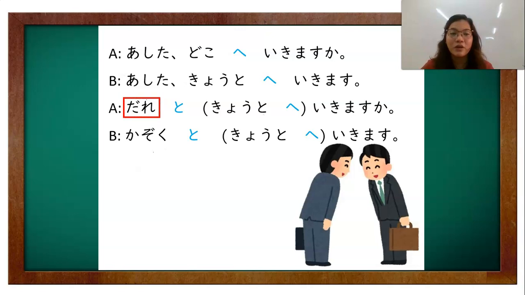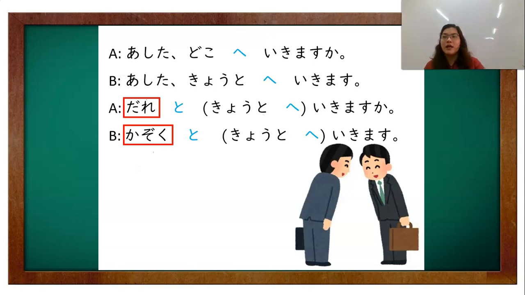The question for that is dare, who? Who are you with? Or who's with you? Then the answer would be a person or could be an animal. You just add to after that name, then the place you're going, and then the verb you use. That's why Kazoku to Kyoto e ikimasu. Pupunta akong Kyoto kasama ang aking pamilya.